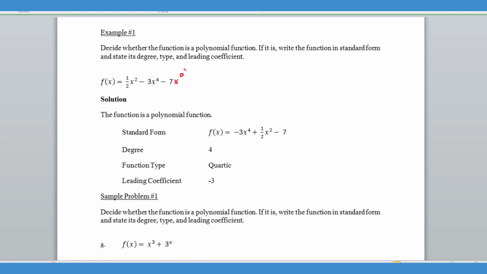Now keep in mind that the coefficient and of course the sign with the coefficient all go together. So we can see that is one term, this is another term, and of course this is another term. When we move these around, we need to make sure that the signs and the coefficient values move with it. You can see here in the solution, f of x equals -3 x to the 4th plus 1/2 x squared minus 7. And so we have a degree of 4.